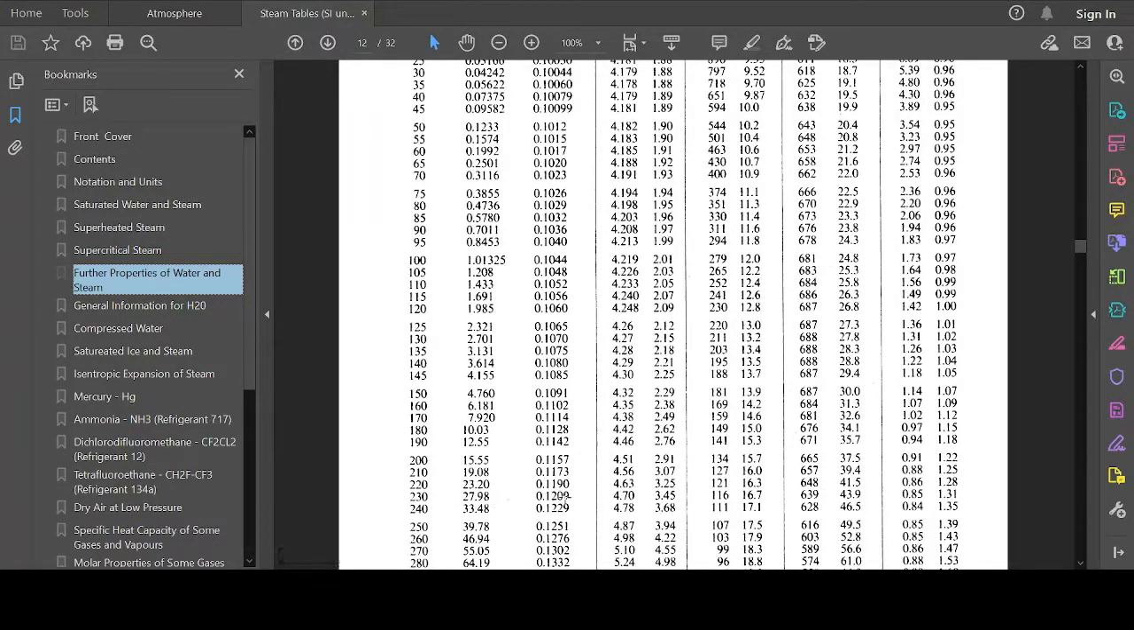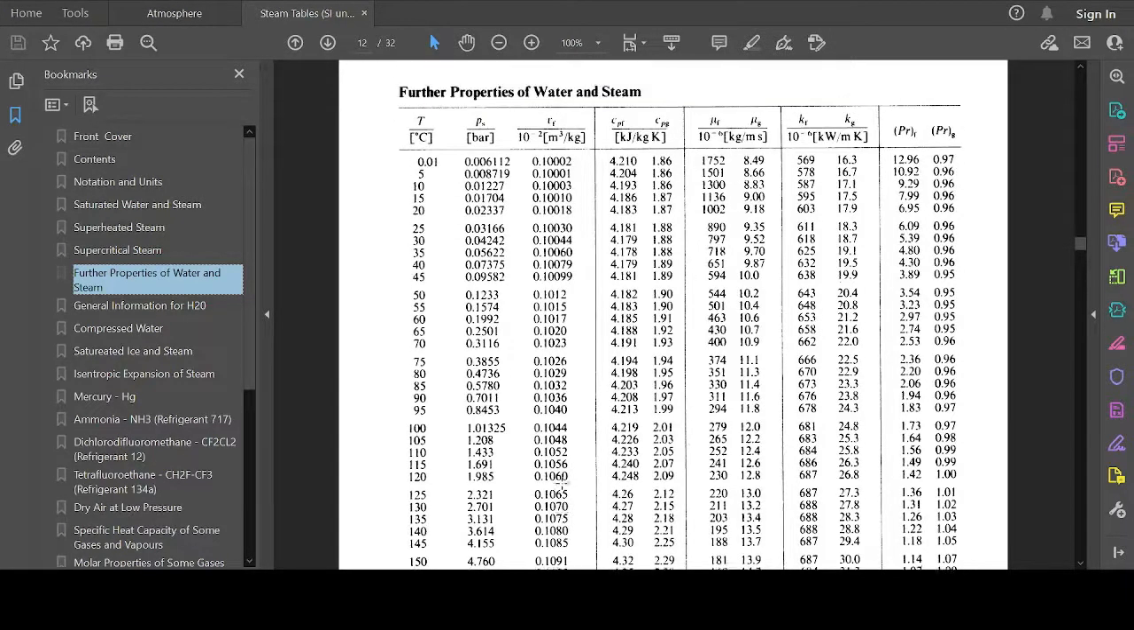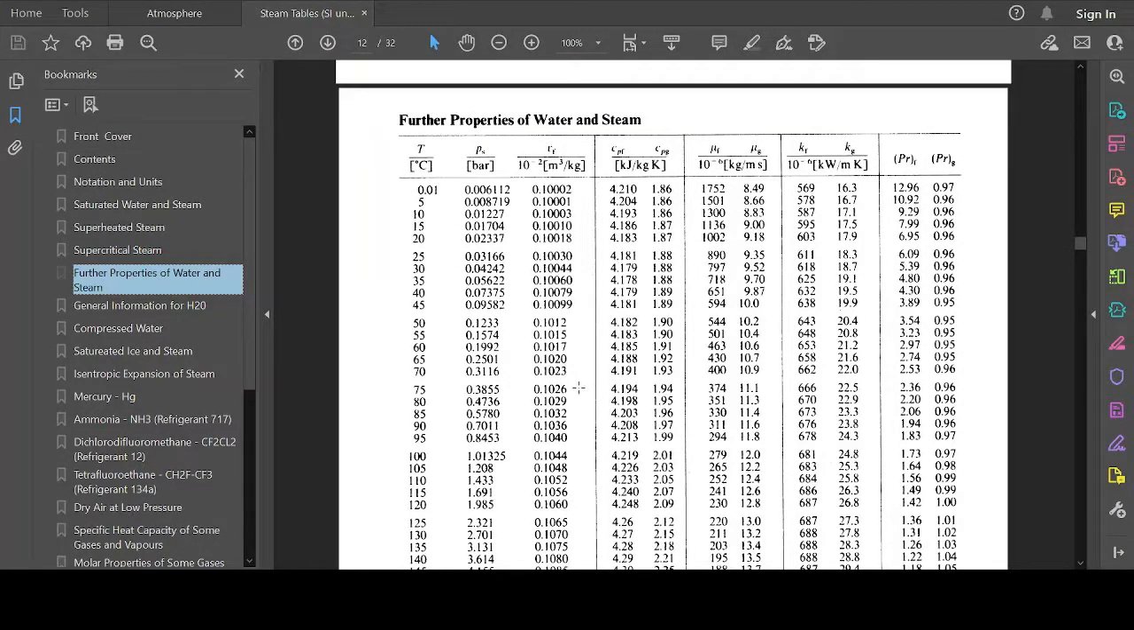But whatever figure you get will not be far away from the average pressure of 30 bar plus 0.04 bar divided by 2. So the average wouldn't be far away from 30. If you check the specific volume, then you will see that if you take the inverse of this, it will correspond to about 1,000 kilogram per meter cube.